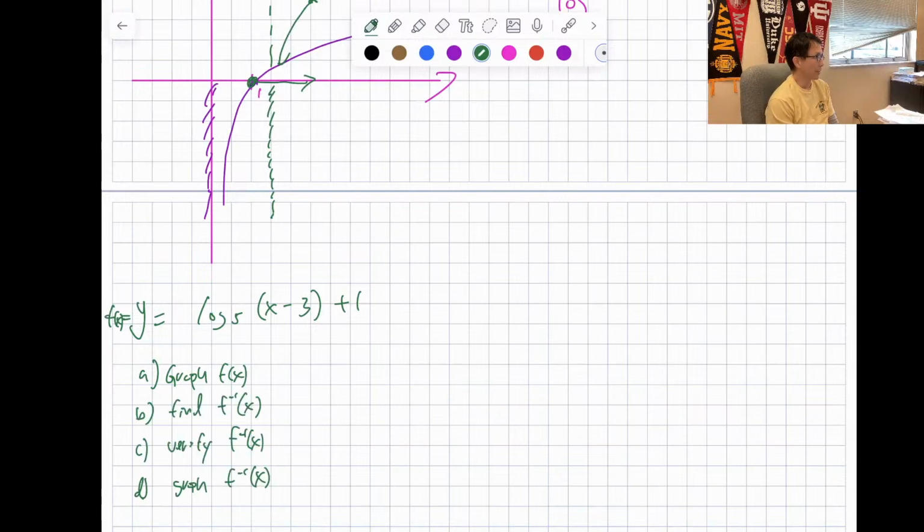Verify f inverse of x by plugging in. It's the composite of this, and if it is equal to x, then you verify it.